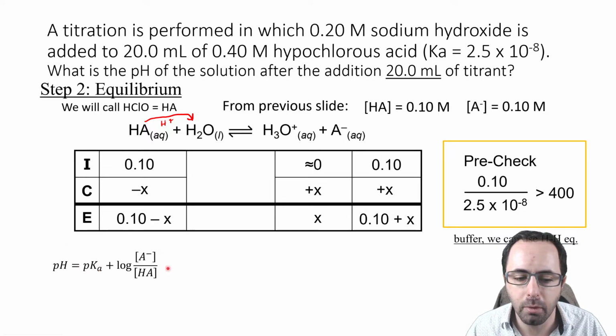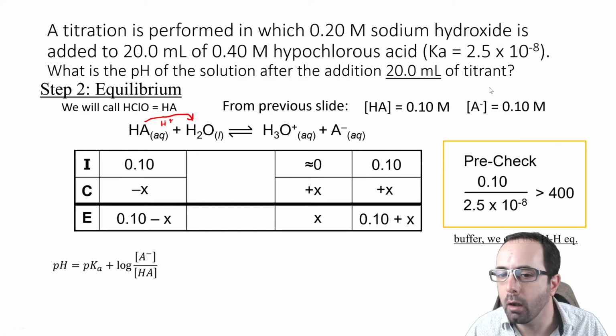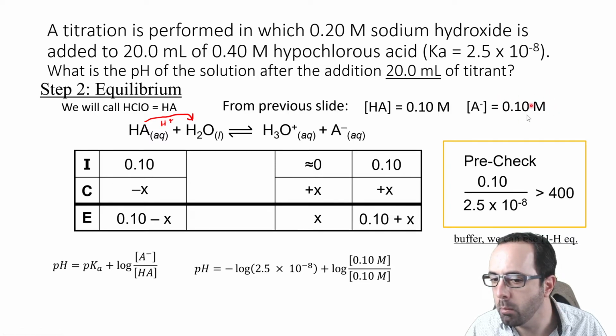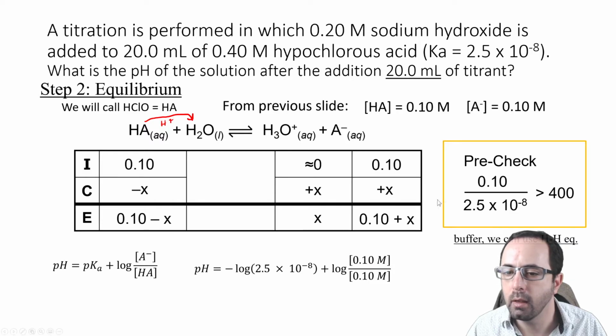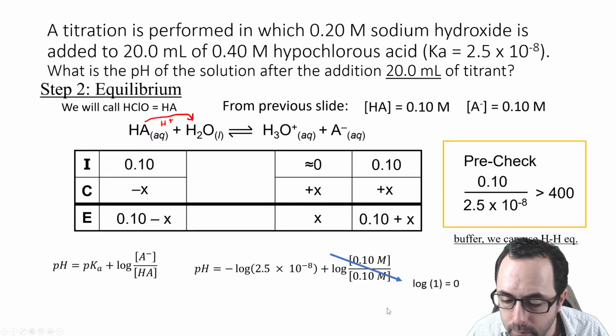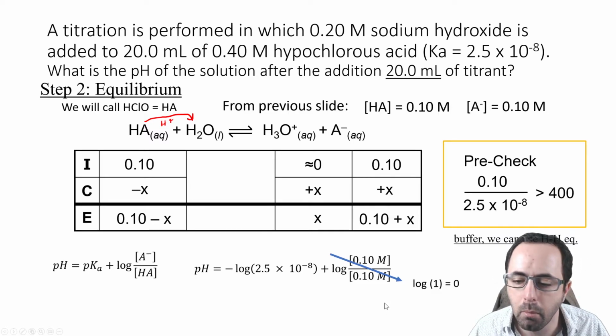pH equals pKa plus log base over acid. Your salt is over your potatoes. And so pKa is going to be the negative log of the Ka, plus the log of the base concentration, which is 0.1 molar. That goes right here. Divide by the acid concentration, 0.1 molar, which goes here. Now, this is the log of 1. The log of 1 equals 0. Always a good thing to keep in mind.